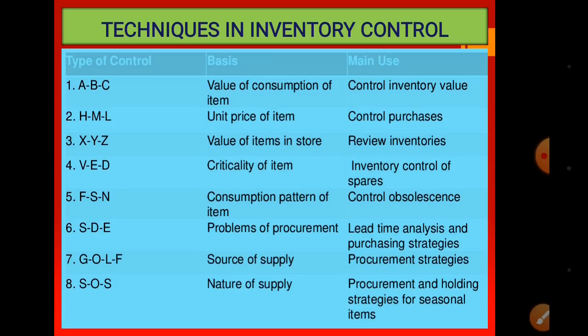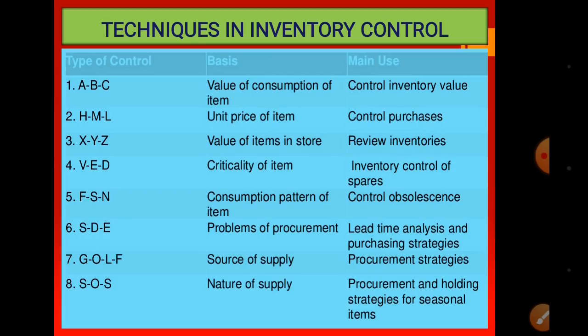Next, HML type of control, that is done on the basis of unit price of item, and the main use is to control purchases. Next type is XYZ, that is done on the basis of value of items in store, and the main use is to review inventories. Next type is VED, that is done on the basis of criticality of items, and the main use is inventory control of spares.